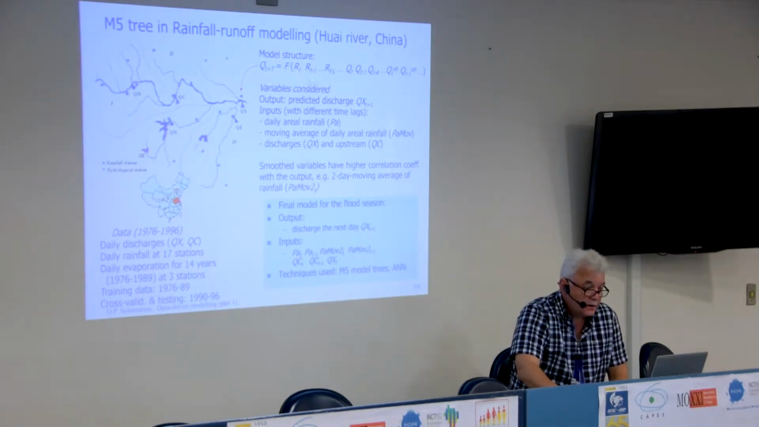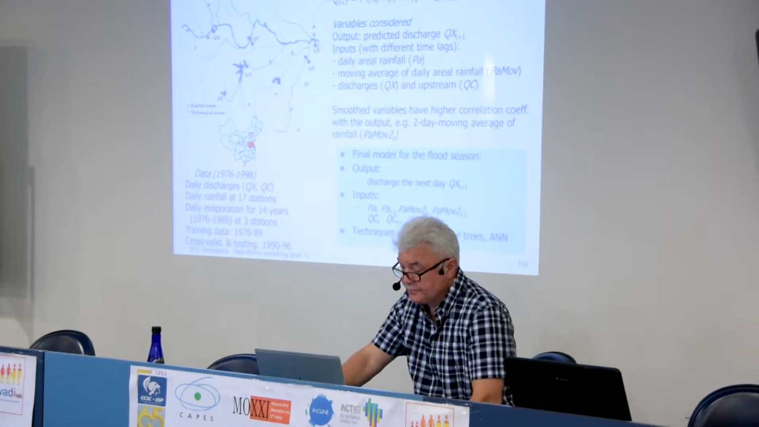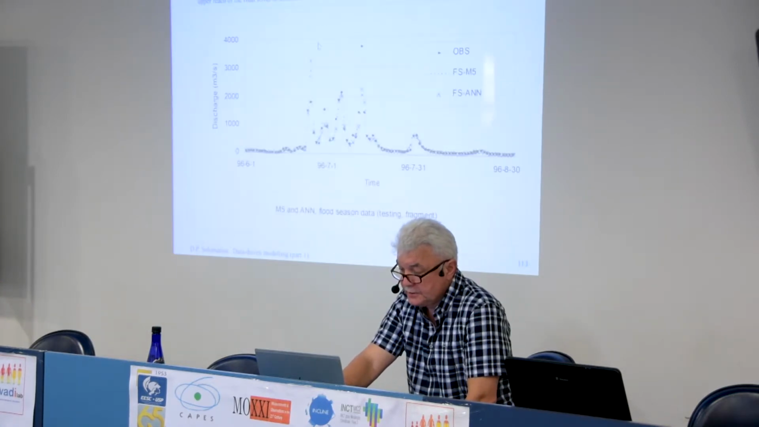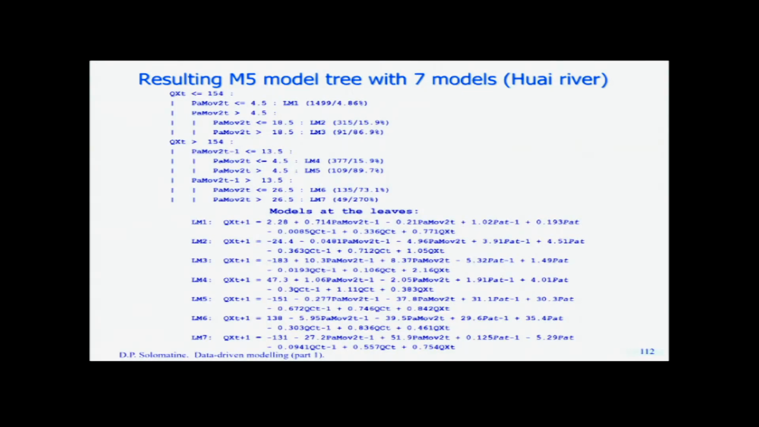Anyway, so we built a model which would have many different inputs, like rainfalls, and the output would be predicted flow at the downstream. And the model tree would look like this with 7 models, but you can build many more models.